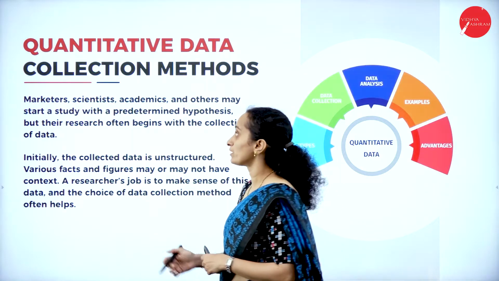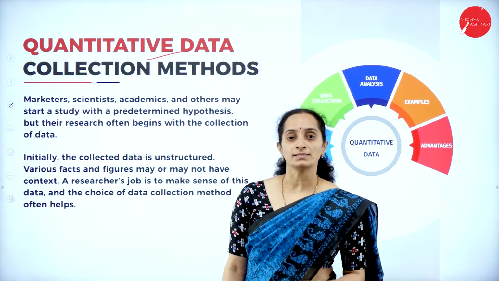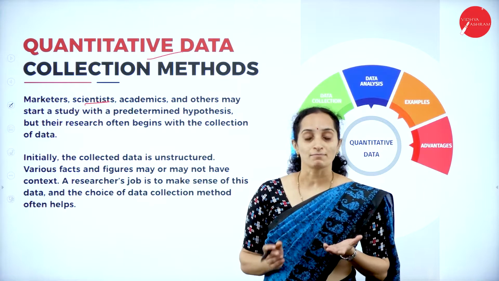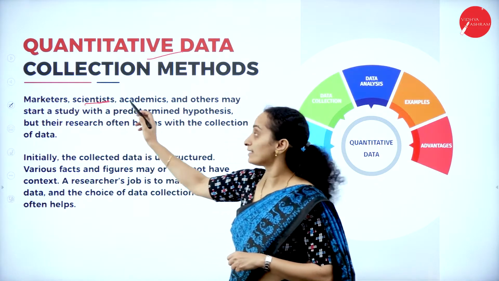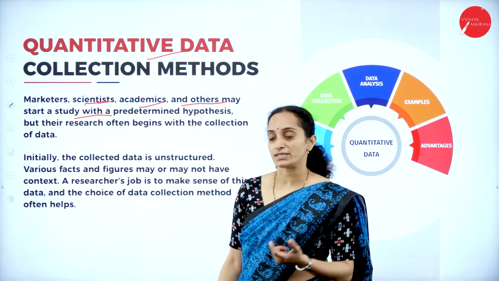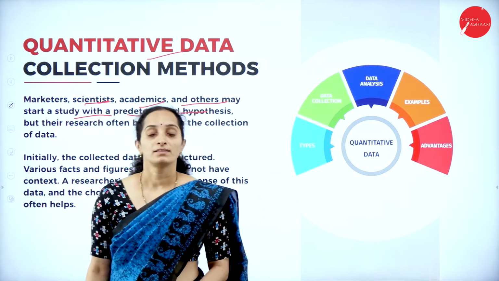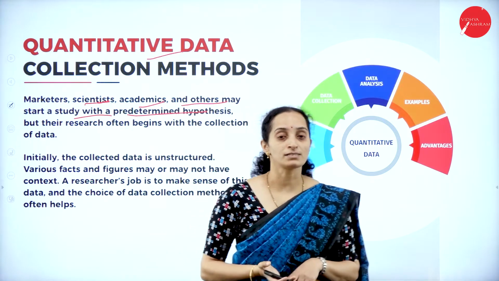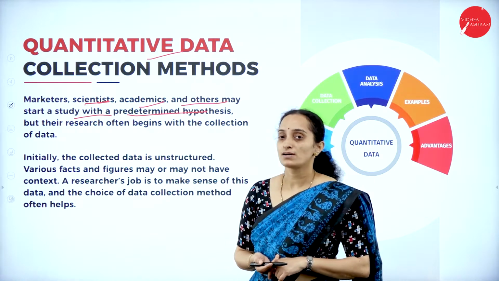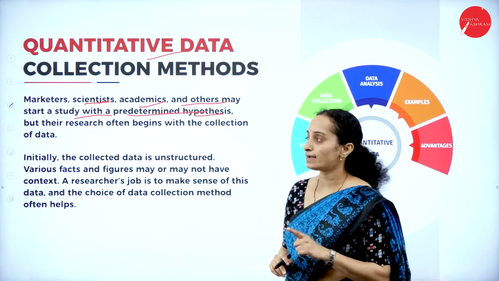The first thing you need to know about in this session is the quantitative type of data. As you know, quantitative type is data that can be counted, isn't it? Quantity can be found. The quantitative data can be easily collected, like markets, scientists, academics and others may start the study of a subject or a material or a product with a predetermined hypothesis. So there will be questionnaires, there will be reviews that can be given by the customers or the persons involved in research about a product, how it feels, what is the cost, all those things. There will be a predetermined hypothesis that can be implemented to get a quantitative type of data.